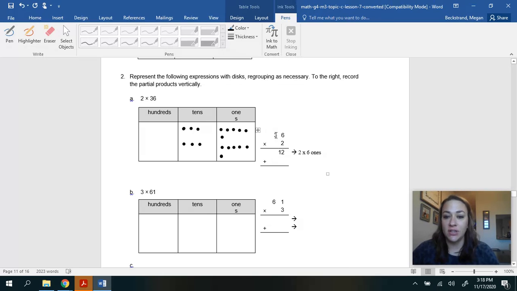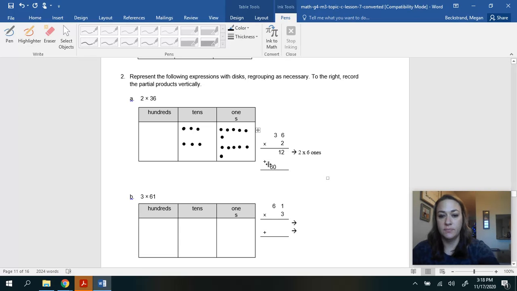12. And if we have 2 times 3 tens, well, 2 times 3 is 6. So 2 times 30 is going to give us 60. It's going to be our next partial product.